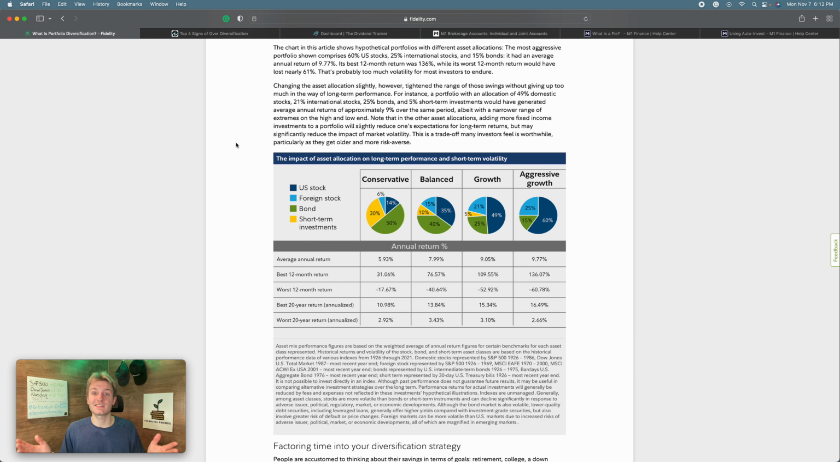It has the highest 12-month return. It has the lowest 12-month return as well. Again, with more risk comes more reward. And being very conservative is the exact opposite. With less risk, less reward. Take less risk, you have less room for upside. The best 12-month return there being 31.06%, but the worst 12-month return being negative 17.67. That's the lowest, with the highest being 60. So take that for what it is worth.